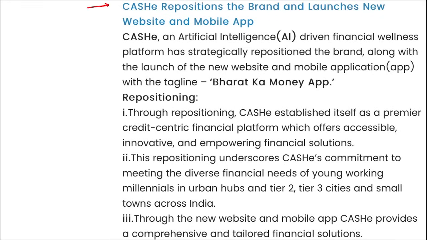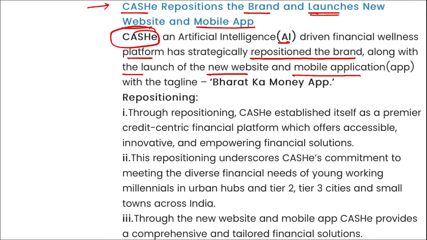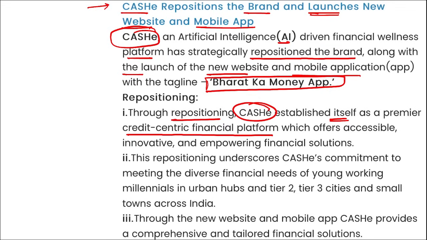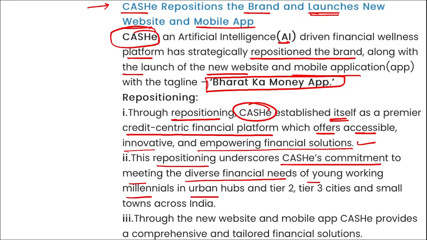Next, Cashe repositions the brand and launches a new website and mobile application. I repeat, Cashe, an AI-driven financial wellness program, has strategically repositioned the brand along with the launch of a new website and mobile application with the tagline Bharat Ka Money App. Through this repositioning, Cashe established itself as a premier credit-centric financial platform which offers accessible, innovative, and empowering financial solutions. This repositioning underscores Cashe's commitment to meet the diverse financial needs of young working millennials in urban hubs and Tier 2, Tier 3 cities and small towns across India.